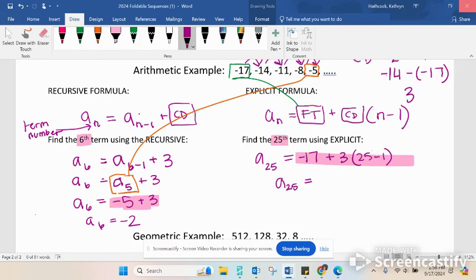And I gotta put that in my calculator because I don't remember what number you get. So take a moment, put it in your calculator. You should get, hold on, 24 times 3 minus 17, 55. So explicit formulas are definitely my favorite. I think they're super useful. Recursive is not my favorite, but that's okay. It's still important. It's still going to be on your test.